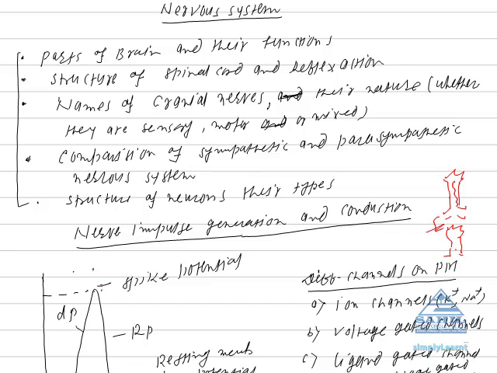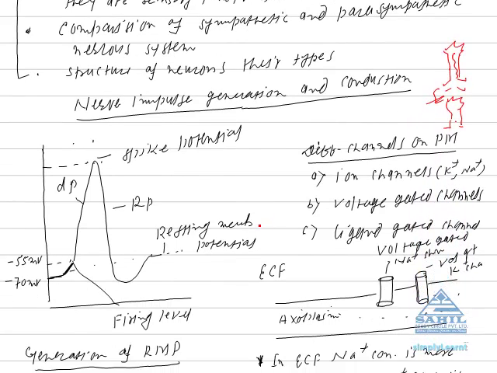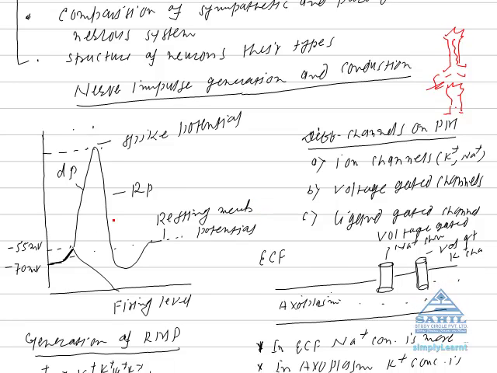This is a diagrammatic representation of nerve impulse generation and conduction. The different aspects of the nerve impulse conduction mechanism are the resting membrane potential, which is minus 70 millivolt; this part is called DP, depolarization; RP means repolarization; and this part is called hyperpolarization. First we have to see what a nerve impulse is.